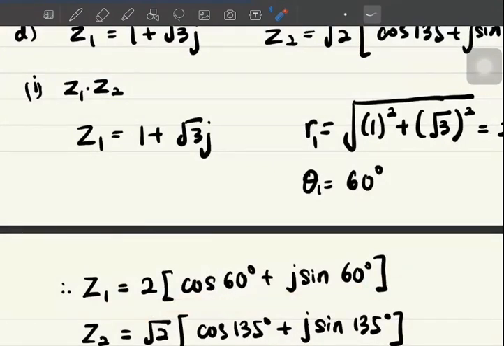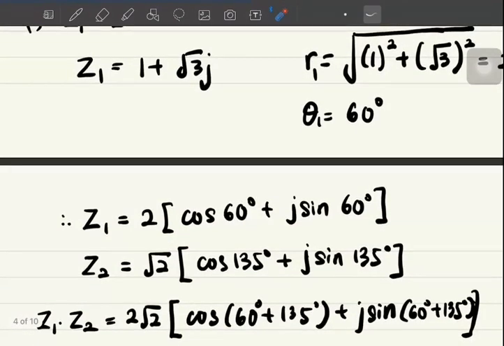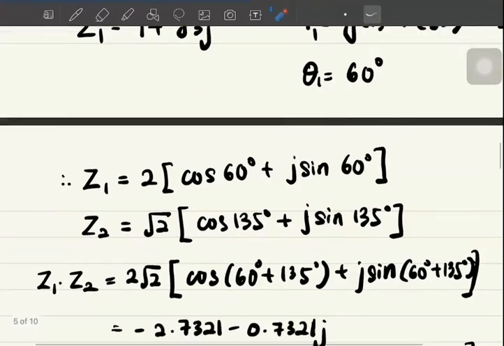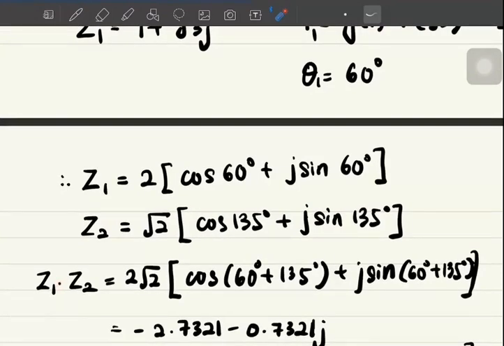And given to you Z2 is equals to square root 2 cos 135 plus J sin 135. Okay. So now both of your complex numbers are in polar form. Then only you can use the above theorem to find Z1 multiplied with Z2. So by using that theorem, for multiplication, the modulus R1 we multiply with R2. So you have 2 square root 2.